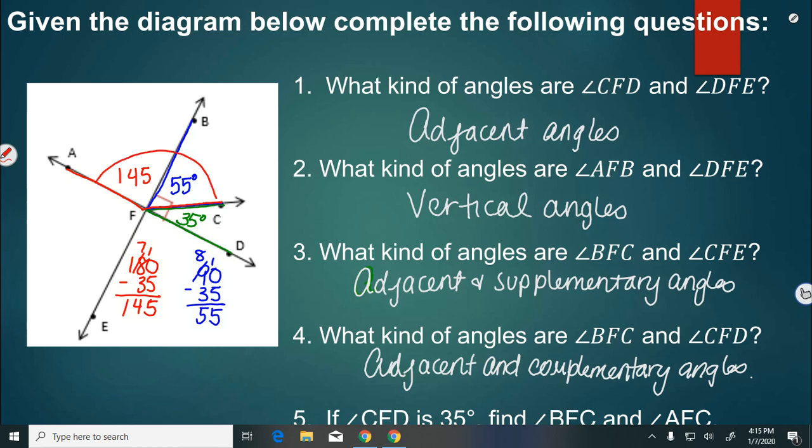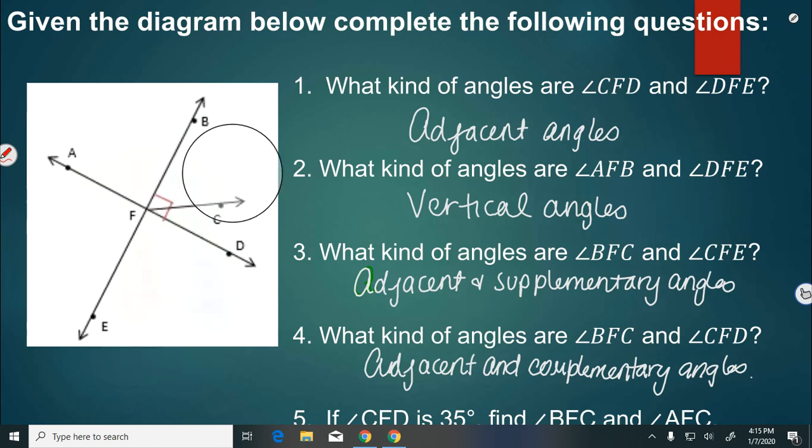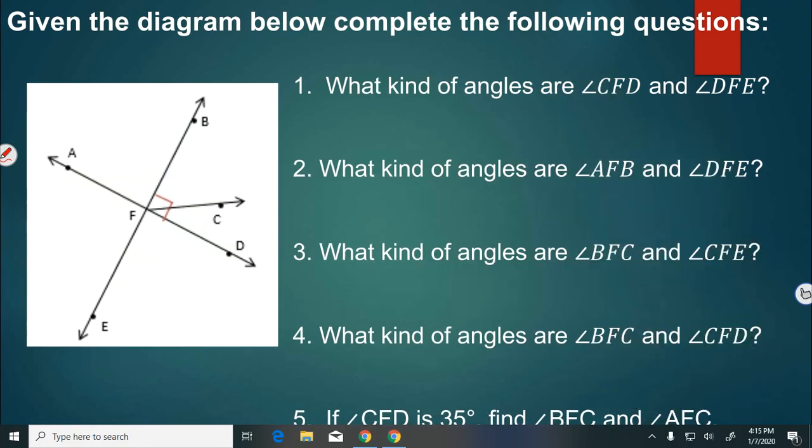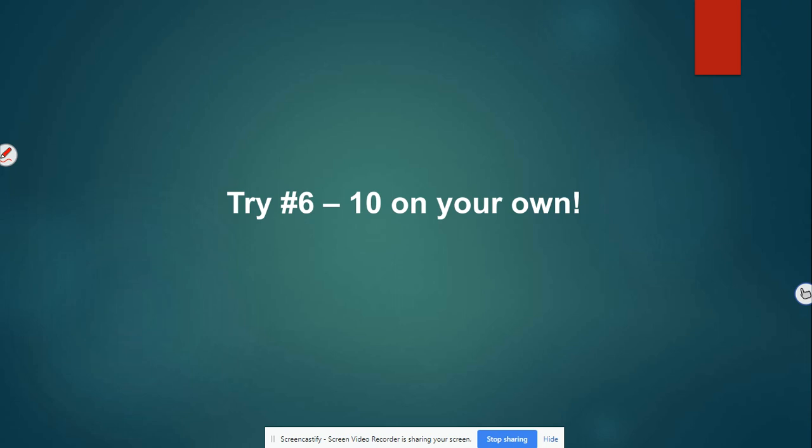Okay, so this is tricky. You really have to take your time because there are so many things that are overlapping. Be really careful. But the main goal is to be able to point out and know when to use 180 and 90 to add or subtract from an angle so that you get the other angle measures. All right, let's take a look at what else we have in store. You're going to try 6 through 10 on your own.